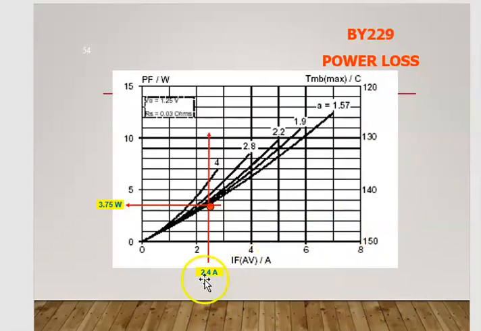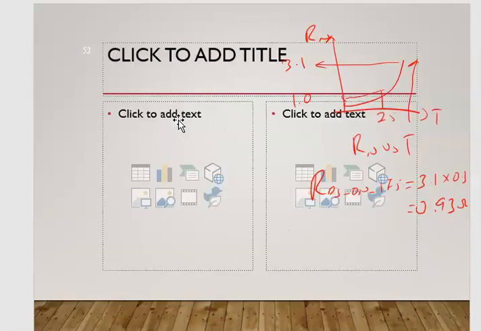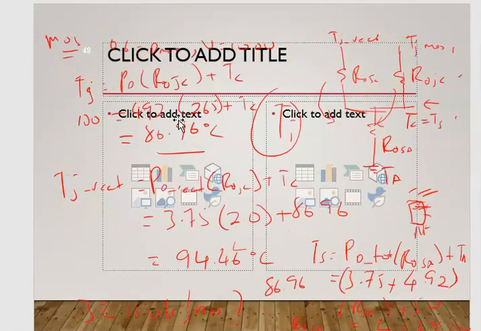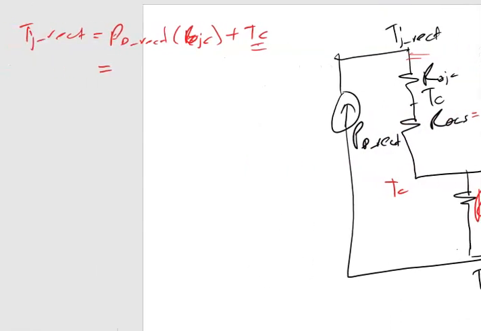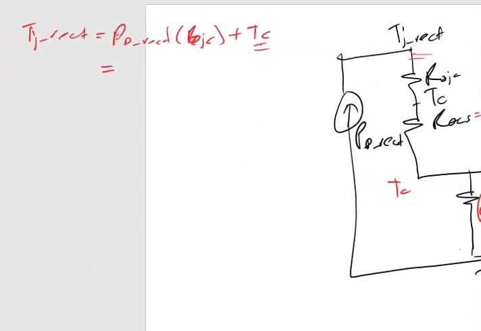So 2.4 ampere average, we go to around 3.75 watt of dissipated forward power. It means that the device will dissipate a loss of 3.75 watt. So this is your PD that you shall use inside your calculation. This one.